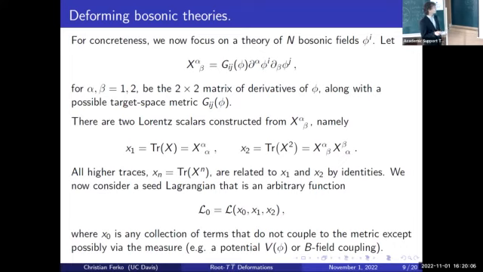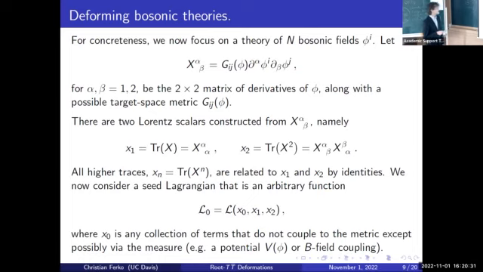For concreteness, we're going to think about a theory of n bosons, phi I. You can think of this as some kind of worldsheet theory or something like that, that has a target space metric capital G. In fact, it doesn't matter at all what capital G is, but there's a target space metric capital G. And I'll define this combination of derivatives of the scalars phi I and phi j contracted against the metric as X alpha beta.